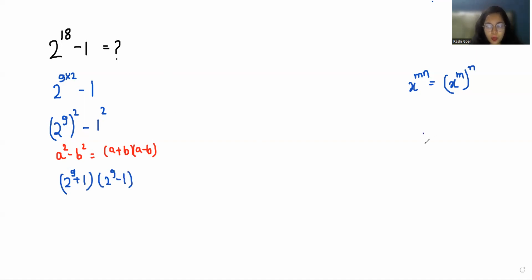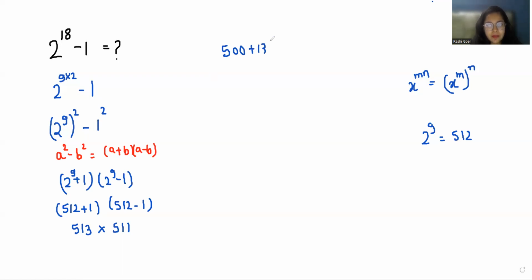So we know that 2 power 9 is 512. So it becomes 512 plus 1 and 512 minus 1. So 513 times 511. 513 we can write as 500 plus 13. Similarly, 511 as 500 plus 11.